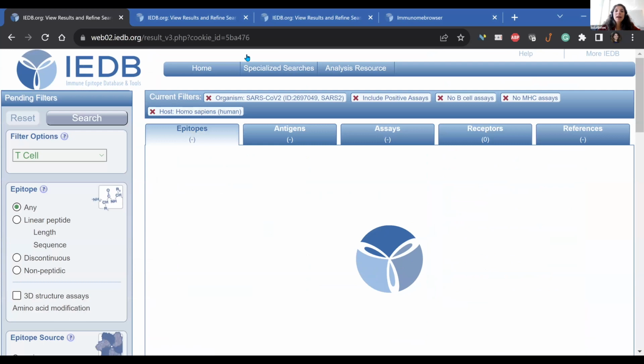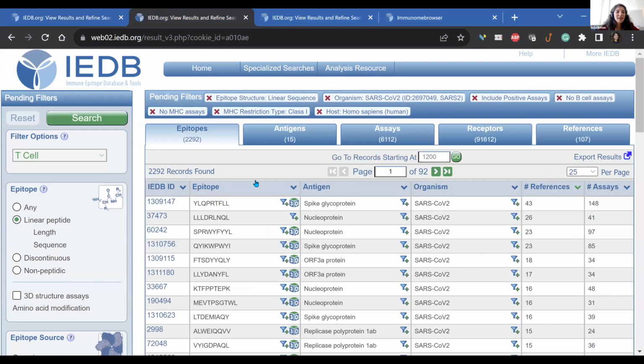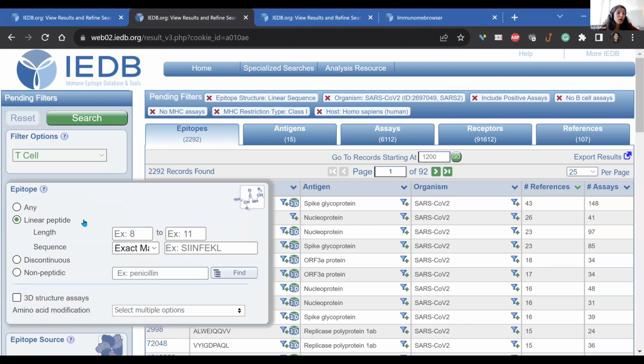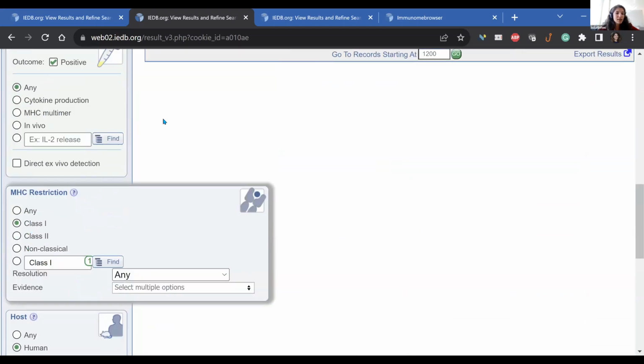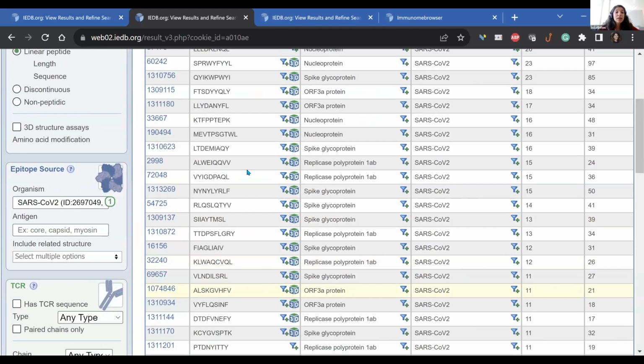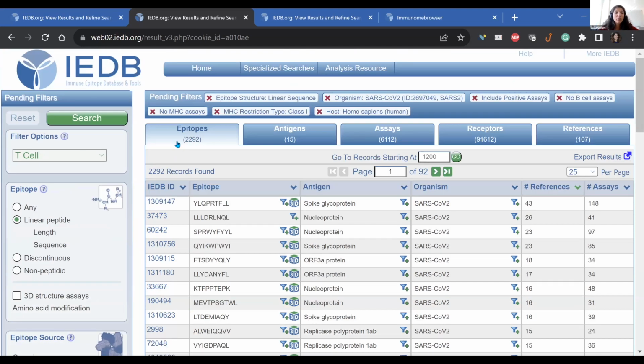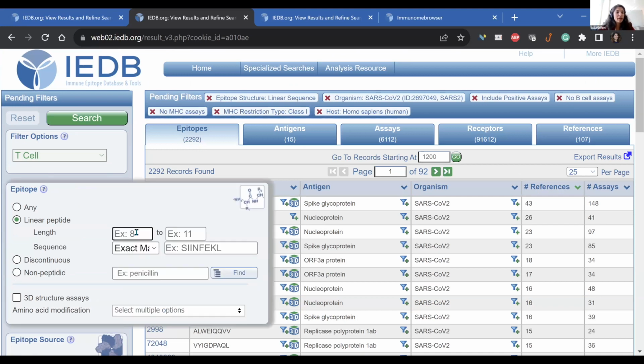And so while I let the database run, I actually already ran the query, and as you can see, we select in this specific case class 1 restriction. That was another parameter that you could select at the beginning, or you can always go back and select it over here in the MHC restriction tab. And so as you can see, if we look at the CD8 epitopes, we have over 2,292 epitopes.